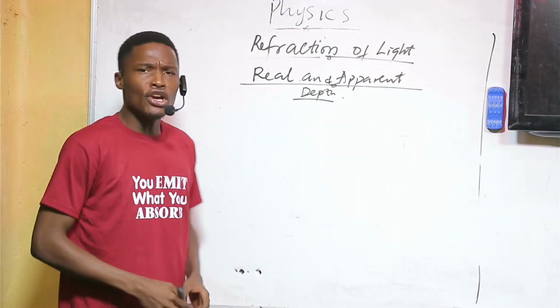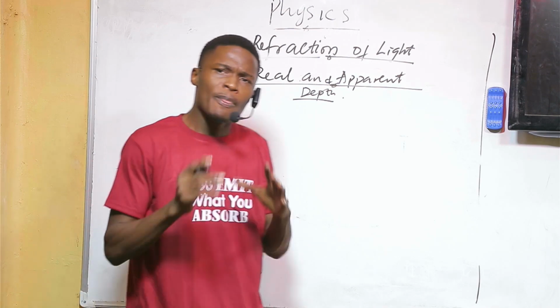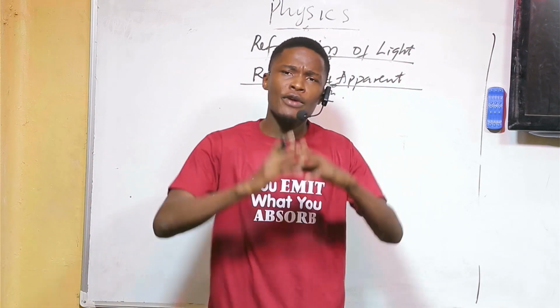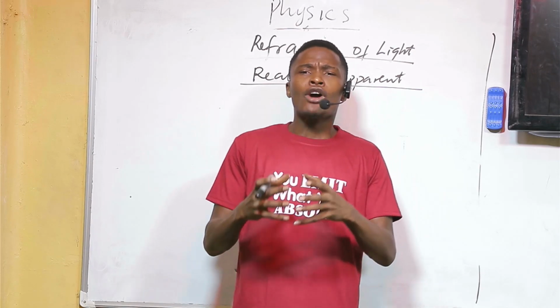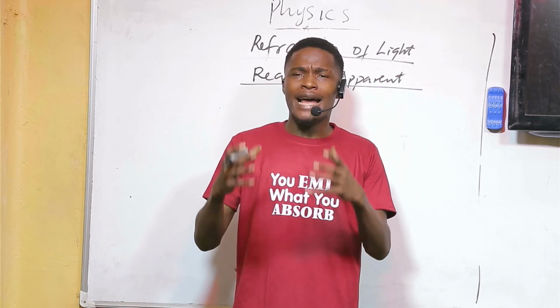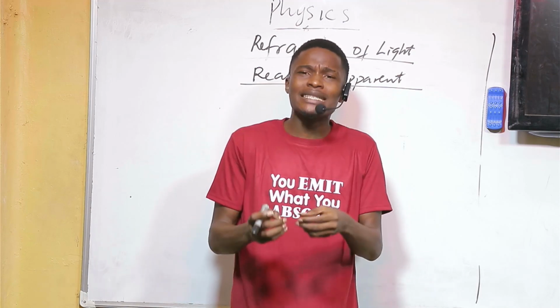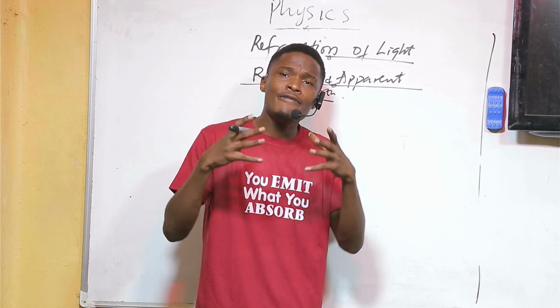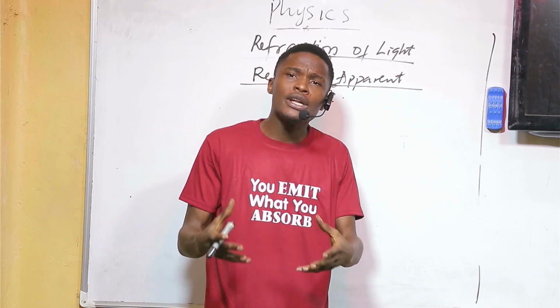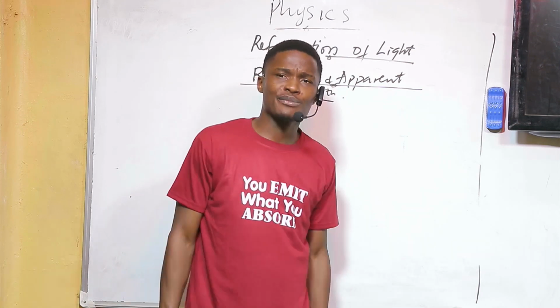Okay, so we are going to talk about real and apparent depth. Why do we need to talk about this? Now, imagine you are at a swimming pool. Because of the clarity of that swimming pool due to the presence of chlorine, the bottom of that pool will be very, very visible to somebody that is looking at it from the surface.